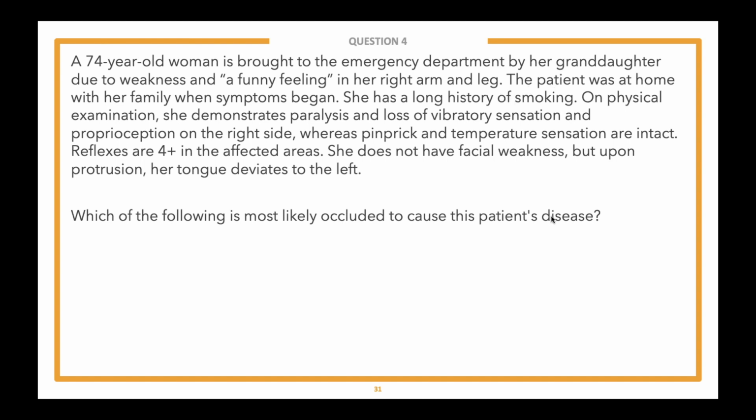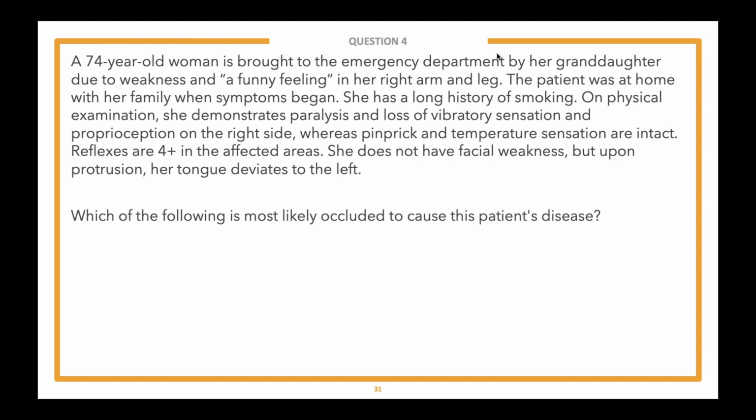A 74-year-old woman is brought to the emergency department by her granddaughter due to weakness and a funny feeling in her right arm and leg. The patient was at home with her family when symptoms began. She has a long history of smoking. On physical examination, she demonstrates paralysis and loss of vibratory sensation and proprioception on the right side, whereas pinprick and temperature sensation are intact. Reflexes are 4+ in the affected areas. She does not have facial weakness, but upon protrusion, her tongue deviates to the left. Which of the following is most likely occluded to cause this patient's disease?